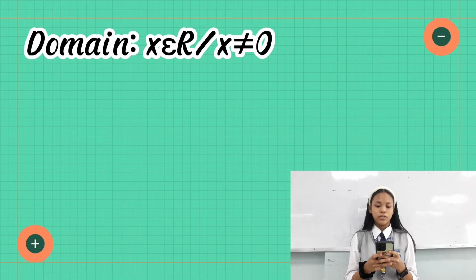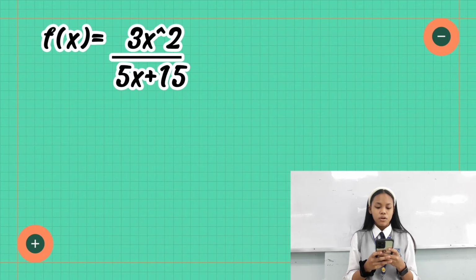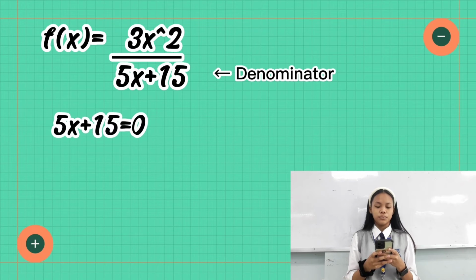x is an element of the real numbers such that x is not equal to 0. We have here the given f of x equals 3x squared over 5x plus 15. Remember, when we are looking for our domain, we should just focus on our denominator, which is 5x plus 15. So, 5x plus 15 must not equal 0.